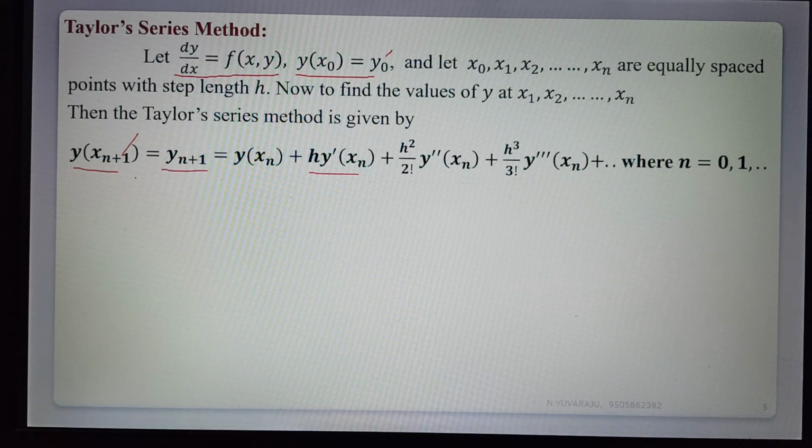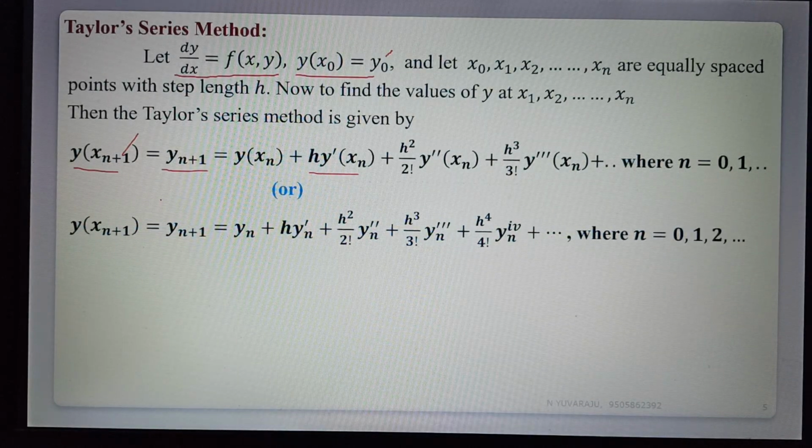We find y1 using y0, y2 using y1, y3 using y2, that is, using the previous values we find the next values. This method is called the Taylor series method. In other terms, another formula, which is the same formula, is y of xn plus 1 is equal to yn plus 1 is equal to, y of xn meaning yn, plus h into y dash n plus h square by 2 factorial y double dash n plus up to so on, where n is equal to 0, 1, 2 up to so on. This is called the Taylor series method.